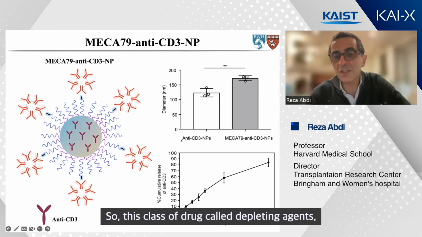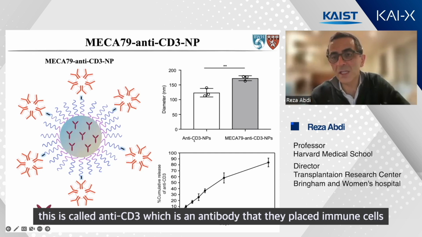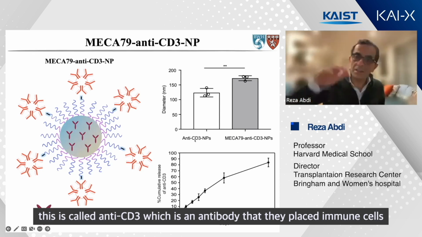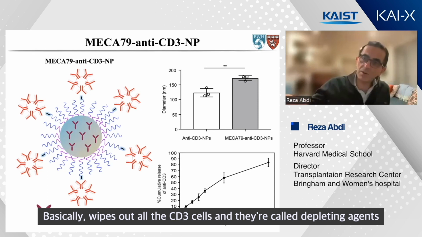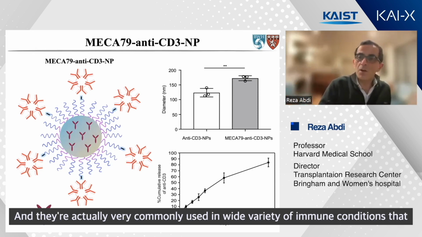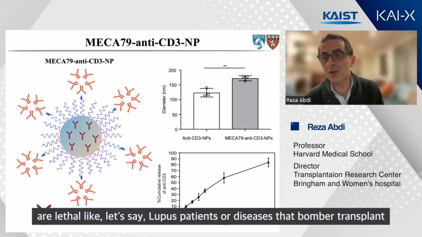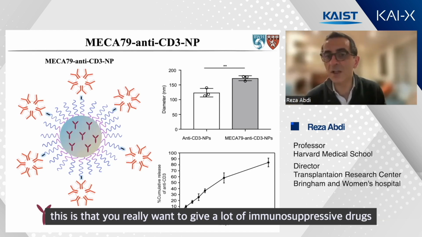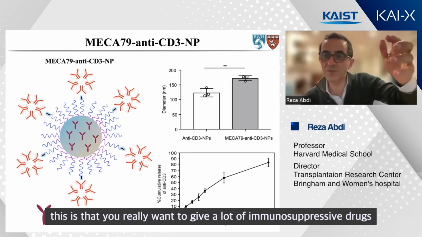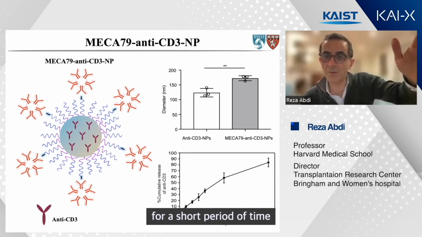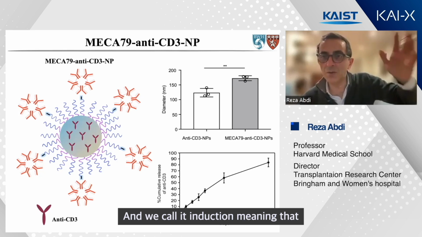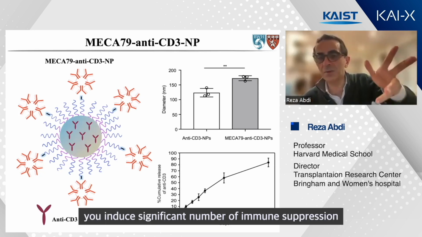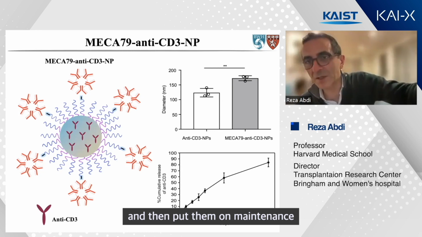So there is this class of drug called depleting agents. This is called anti-CD3, which is an antibody that depletes immune cells, basically wipes out all the CD3 cells. And they're called depleting agents. They're actually very commonly used in a wide variety of immune conditions that are lethal, like lupus patients or bone marrow transplant, diseases where you really want to give a lot of immunosuppressive drugs for a short period of time. We call it induction, meaning that you induce a significant amount of immunosuppression and then put them on maintenance, like tacrolimus.